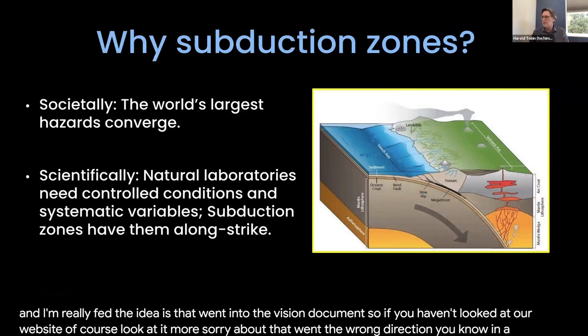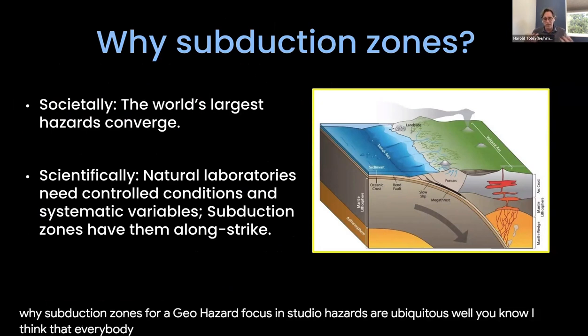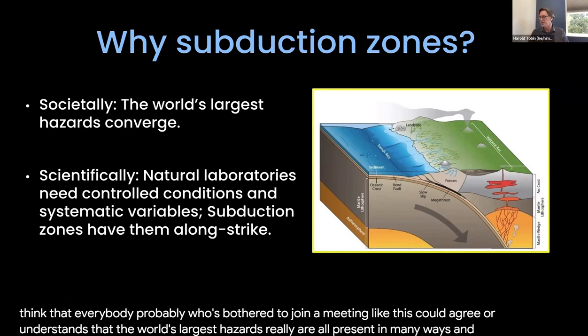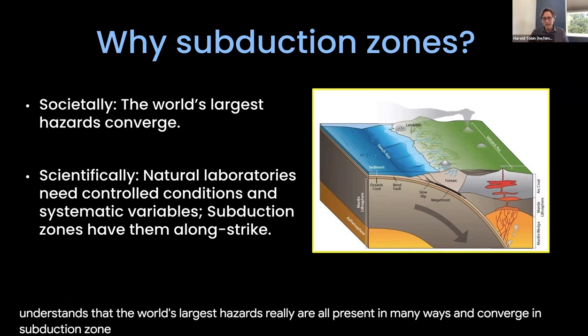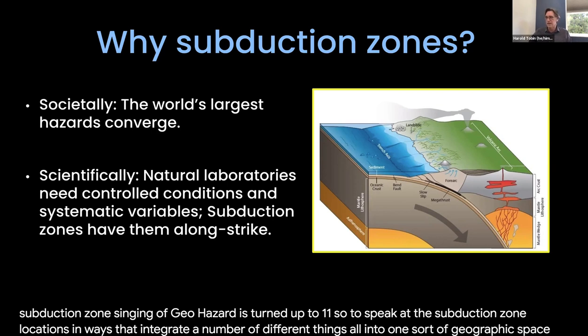You know, in a word, why subduction zones for a geohazard focus, since geohazards are ubiquitous? Well, I think that everybody probably who's bothered to join a meeting like this could agree or understands that the world's largest hazards really are all present in many ways and converge in subduction zone settings. Tectonic forcing of geohazard is turned up to 11, so to speak, at the subduction zone locations in ways that integrate a number of different things all into one geographic space on the planet.